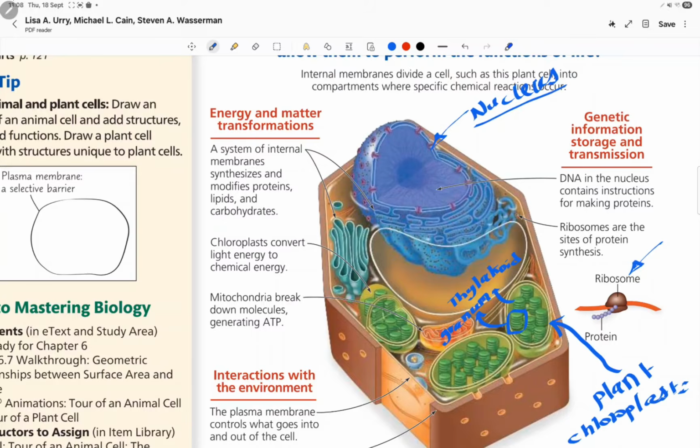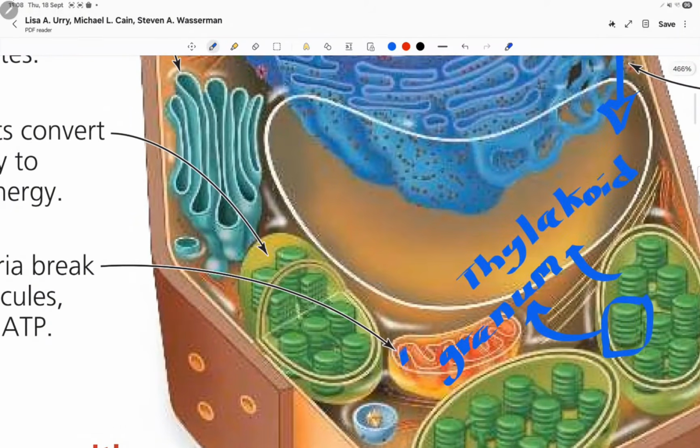Okay, what else do we see? We see here a huge sac that's full of water, which makes the plant look full. This huge sac is called a vacuole. Only plants have vacuoles, which we don't have. So animals don't have vacuoles, plants have vacuoles. It's called a vacuole. We can also call it the central vacuole.